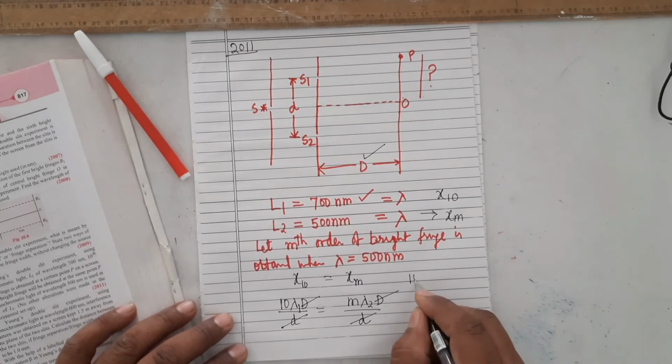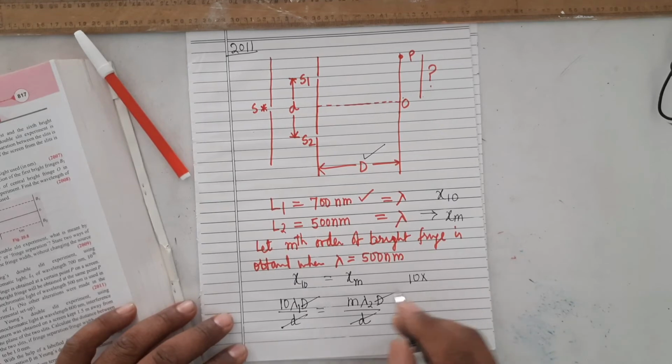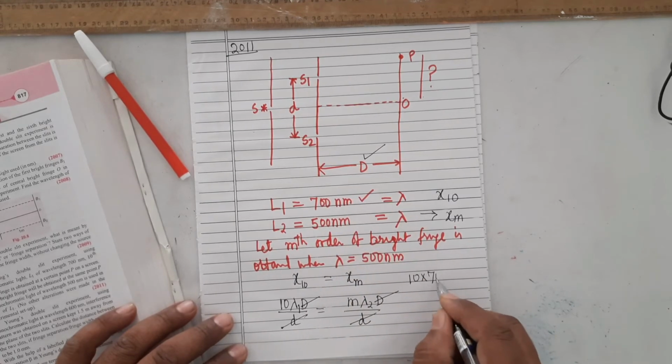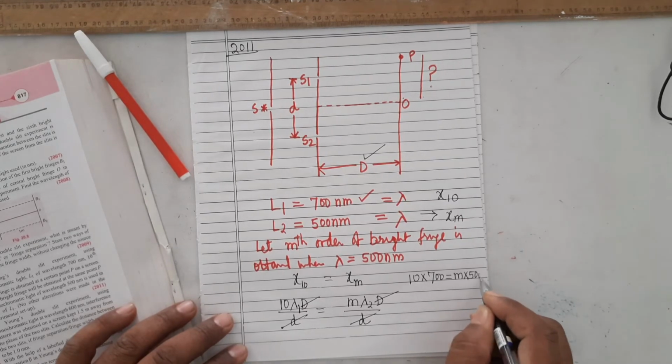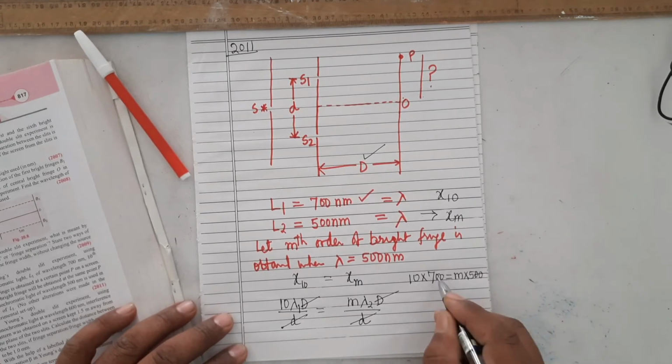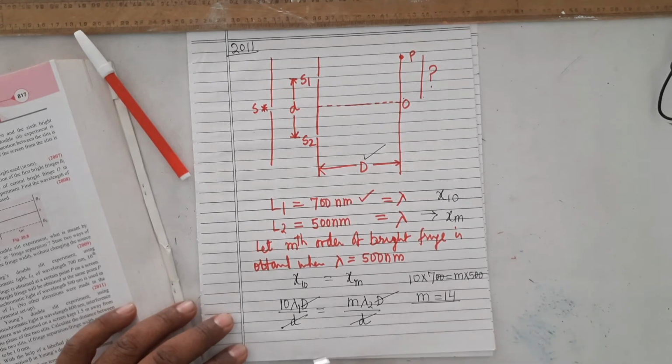So 10 into lambda 1 is how much? Lambda 1 is 700. M into lambda 2 is 500. So when you simplify, m will come out 14. Therefore the 14th bright fringe will form.